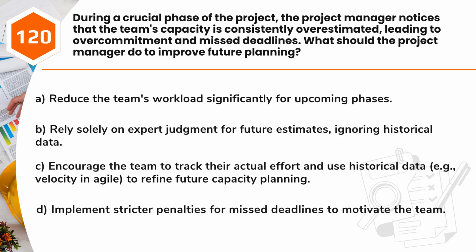A. Reduce the team's workload significantly for upcoming phases. B. Rely solely on expert judgment for future estimates, ignoring historical data. C. Encourage the team to track their actual effort and use historical data, e.g., velocity in Agile, to refine future capacity planning. D. Implement stricter penalties for missed deadlines to motivate the team.